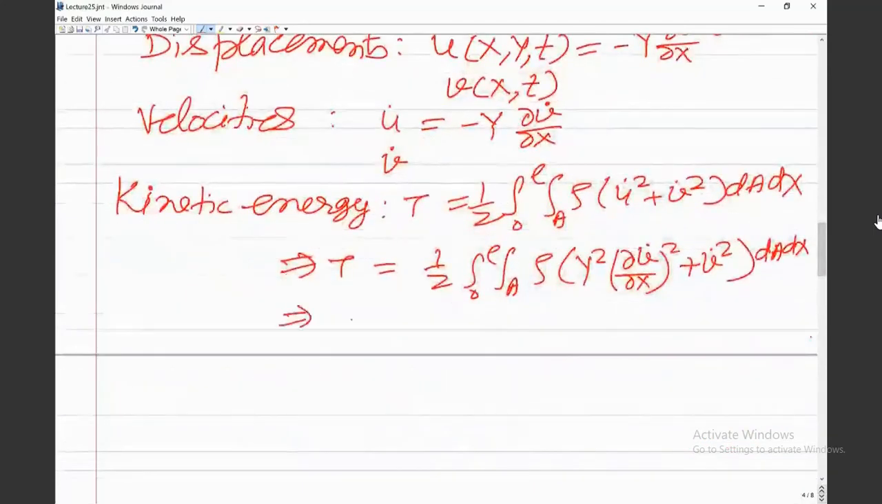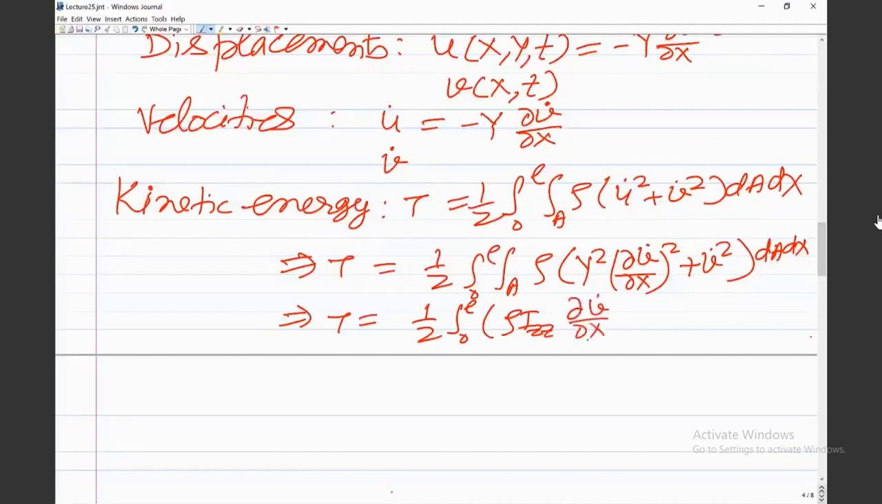So now we can write T equal to, we do the integration through the cross section. So we get integral 0 to a. The first term is rho into y square dA. Y square dA is actually Izz, the area moment of inertia about z axis. So this can be written as rho into Izz, the first term, into (del v dot by del x) whole square. The second term, integral rho dA, will be rho into A. So rho into A into v dot square dx. So this is what it would be.